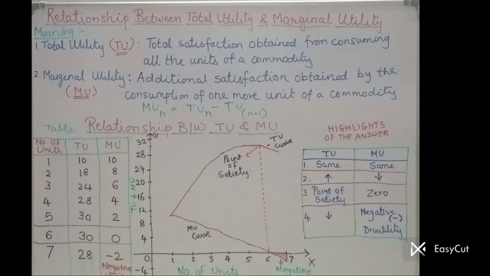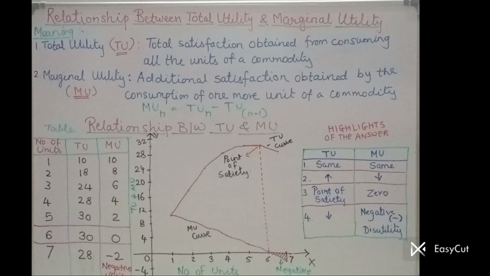Now let us move to third unit. Now TU became 24. Earlier the TU was 18. Please look at the table carefully. Now after the consumption of third unit, our TU is becoming 24. That means there is addition of 6 units. I hope you are getting. I am doing here 24 minus 18. Earlier unit wala TU minus karna hai. Then you are getting MU of 6 units.